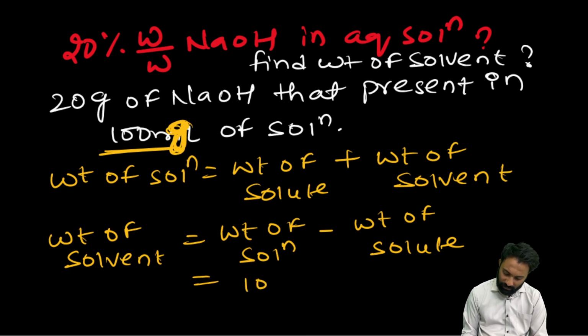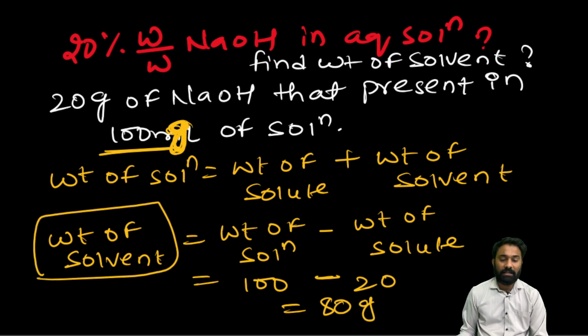Now the weight of the solvent is 100 minus 20, and that will give you how much? 80 grams is the weight of the solvent. Clear?